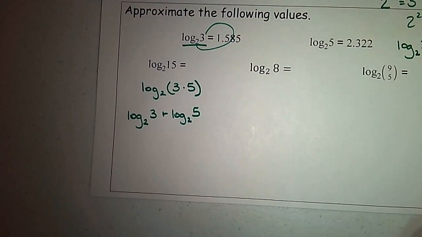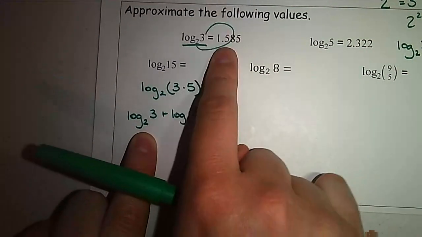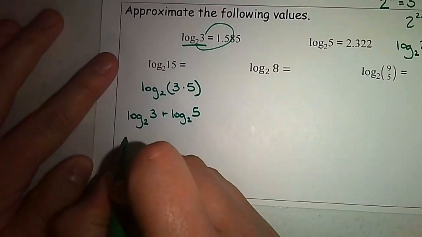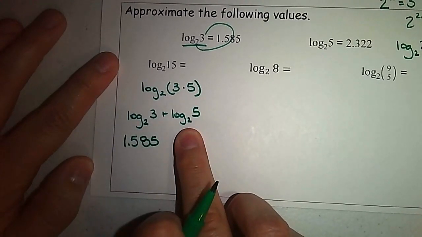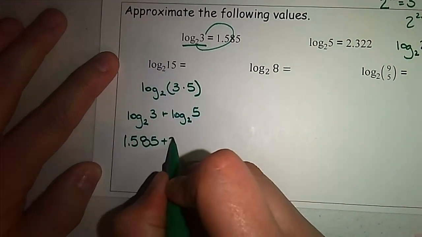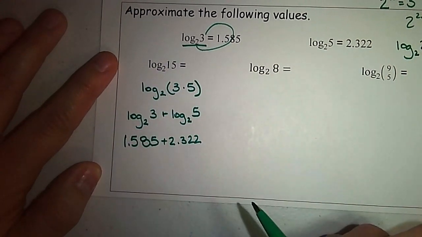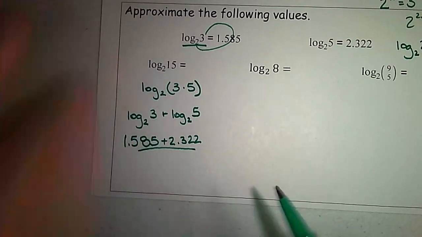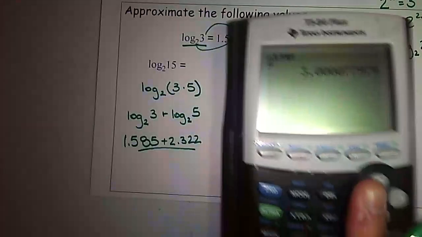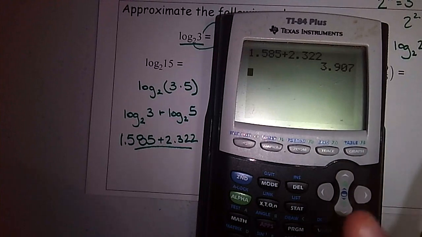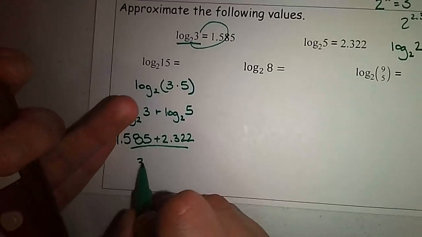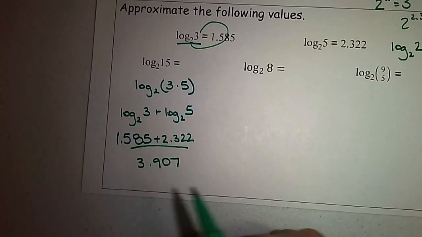And now from here, we just get to do a simple substitution. I know log base 2 of 3 is really, they gave it to me, 1.585. And I know log base 2 of 5 is really 2.322. And now they're simple numbers. We can definitely deal with them. I'm just going to use my calculator and add those together. So 1.585 plus 2.322, we get 3.907.